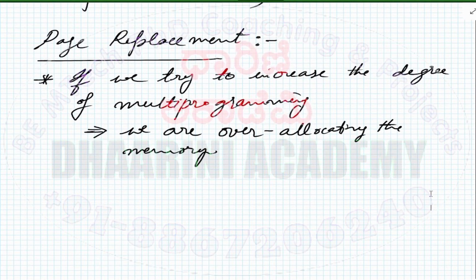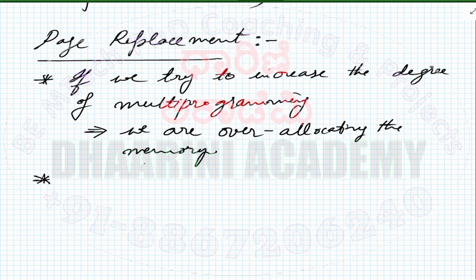The solution comes as page replacement. All right, so we'll write the problem now. We are still discussing what the problem is and why you need page replacement. We are over allocating the memory, indicating that there are multiple processes running. That's what we have written now.